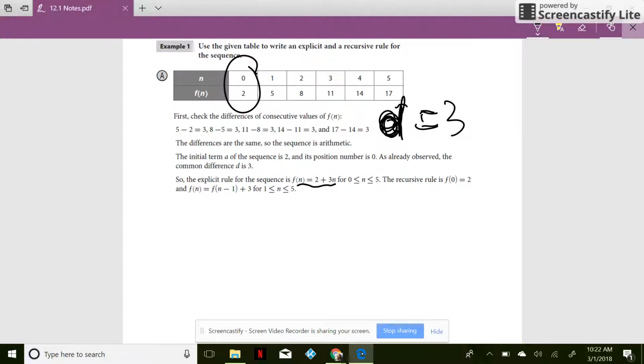So with a recursive rule, first thing you have to do is state your original value. So f of 0, position 0, has a value of 2. And then our rule is f of n is equal to f of n minus 1 plus 3, that difference d, for the values of n from 1 to 5.